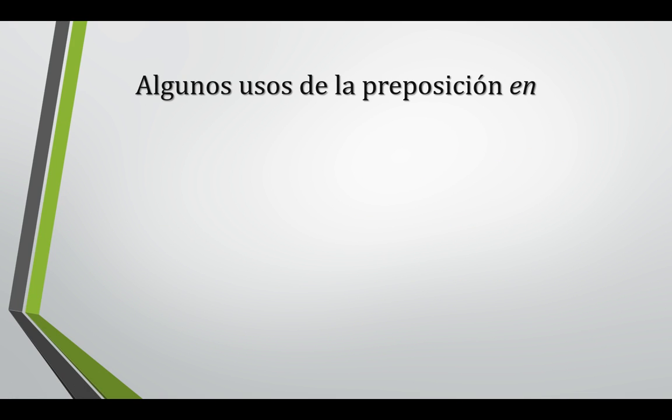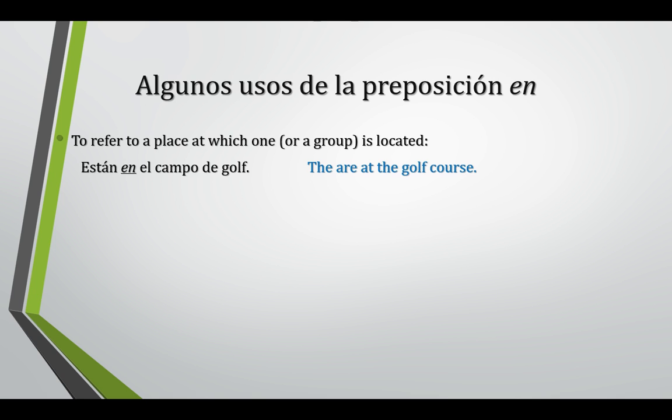Vamos a mirar algunos usos de la preposición en. When do we use the preposition en? To refer to a place at which one or a group is located. And I already mentioned this, but let's look at another example. They are at the golf course. We say están en el campo de golf. Once again, we don't use the word a here for at. We use en. Whenever you're telling a place at which one or a group of people are located, you always use en.